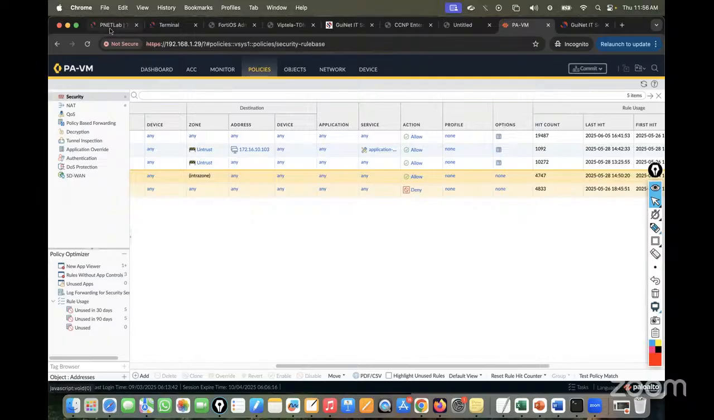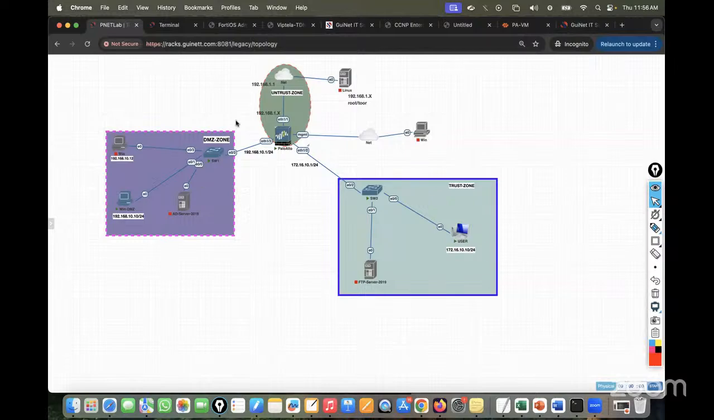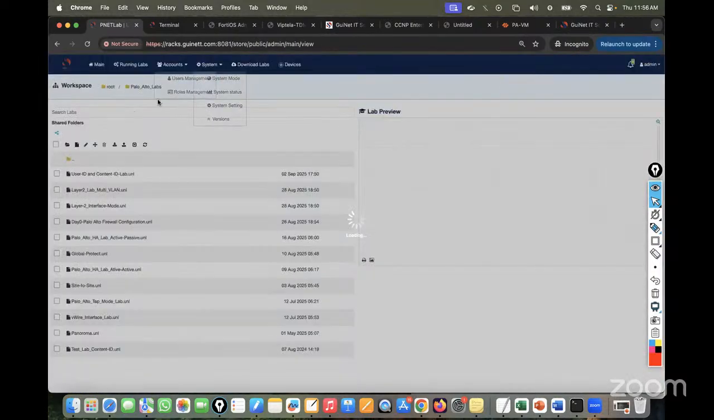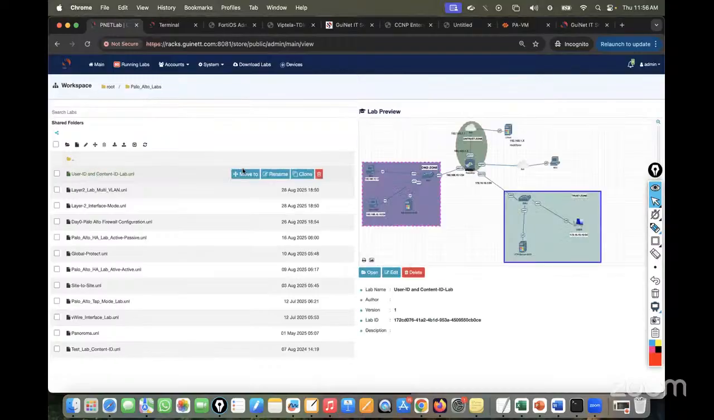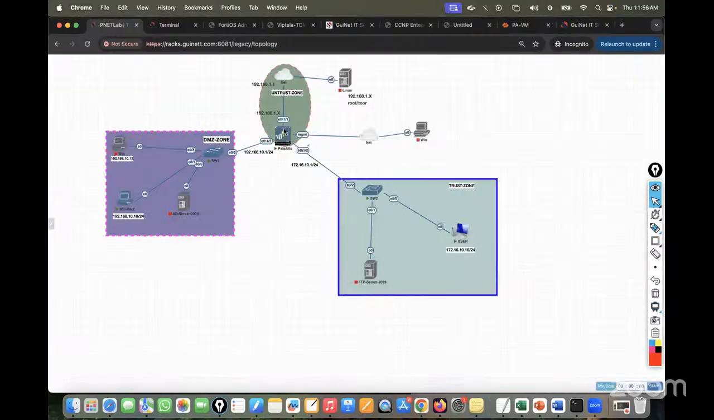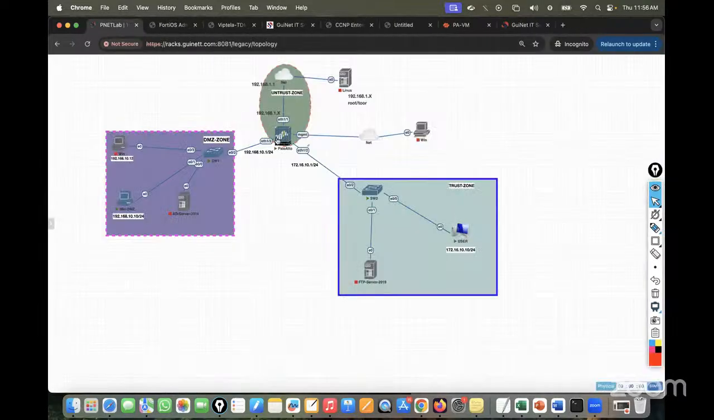Wow. You can do the labs also. Let me show one of the labs. Hold on. Or I can do one thing. This lab is ready, so I can use this lab for the demonstration.